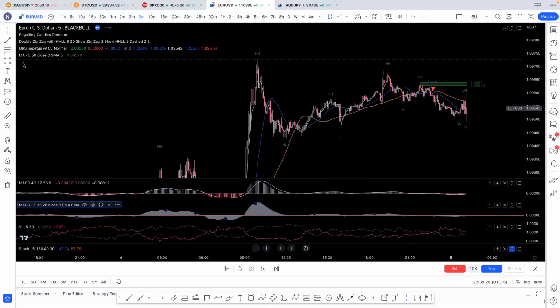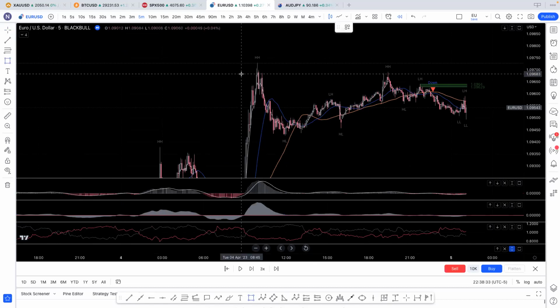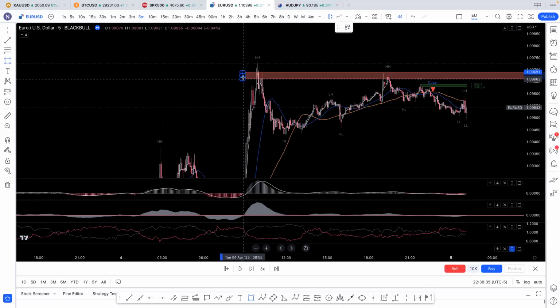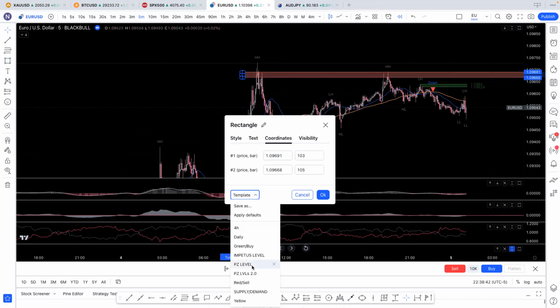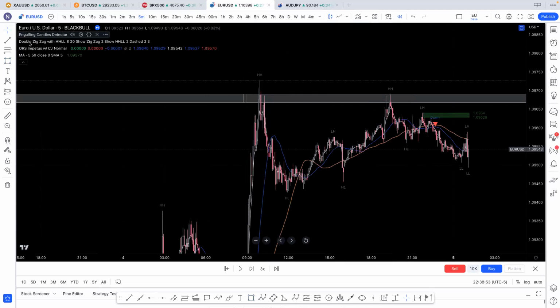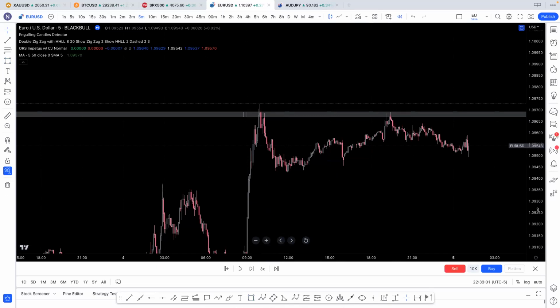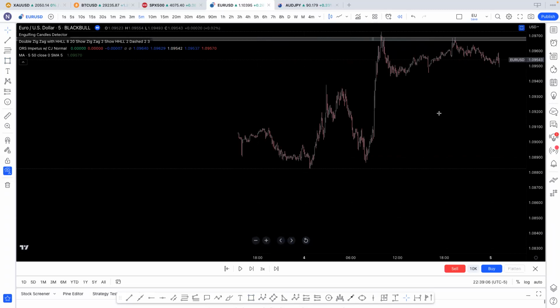All right, so that being said, I am going to just start marking some levels here. This is the high of this particular trend, and I'm going to just use this one. I need to scrunch this in actually, and I'm going to turn these off so I can get the direction of the trend.